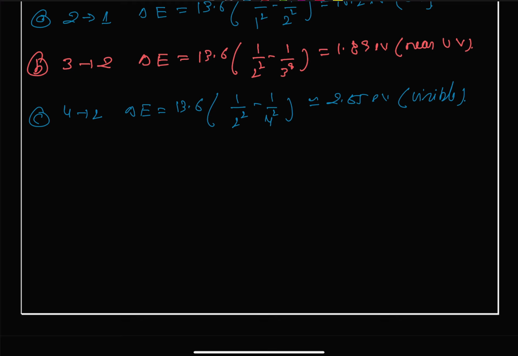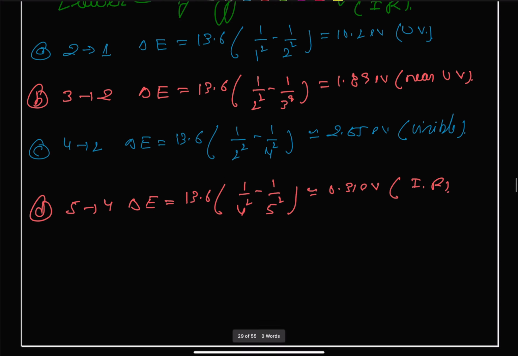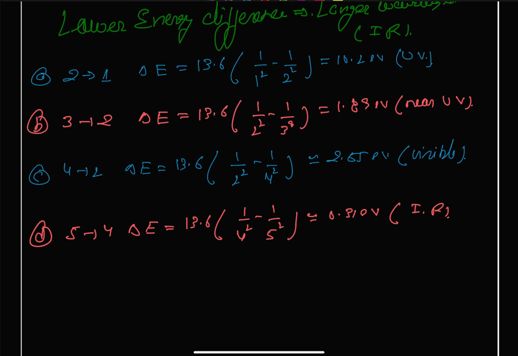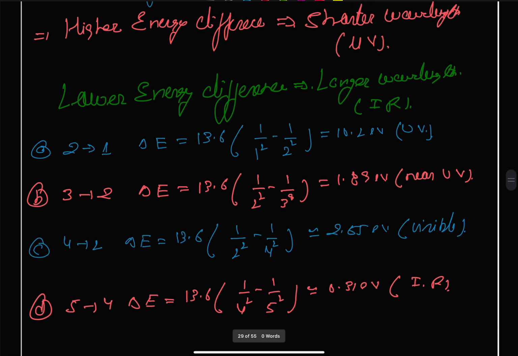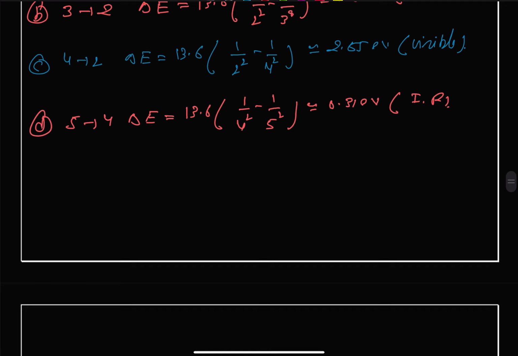And we come to the last part, that is from 5 to 4, that is our delta E will be equal to 13.6, 1 upon 4 square minus 1 upon 5 square, approximately equal to 0.31 electron volt, which will be nothing but our infrared. So the option number D is the correct one. Option D is correct.